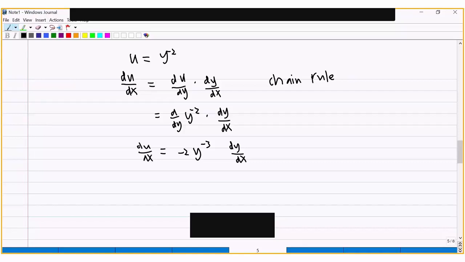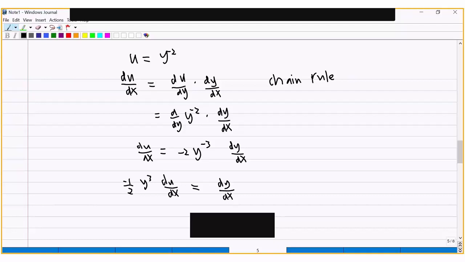From here, what is dy/dx? dy/dx is equal to dividing by minus 2 first, then multiplying by y cubed. Then you get dy/dx equals minus half y cubed du/dx. Why is this useful? Later on I will show you. So you start from u equal to y to the power minus 2, apply the chain rule, differentiate to get minus 2 y to the power minus 3 du/dx, then make dy/dx the subject.